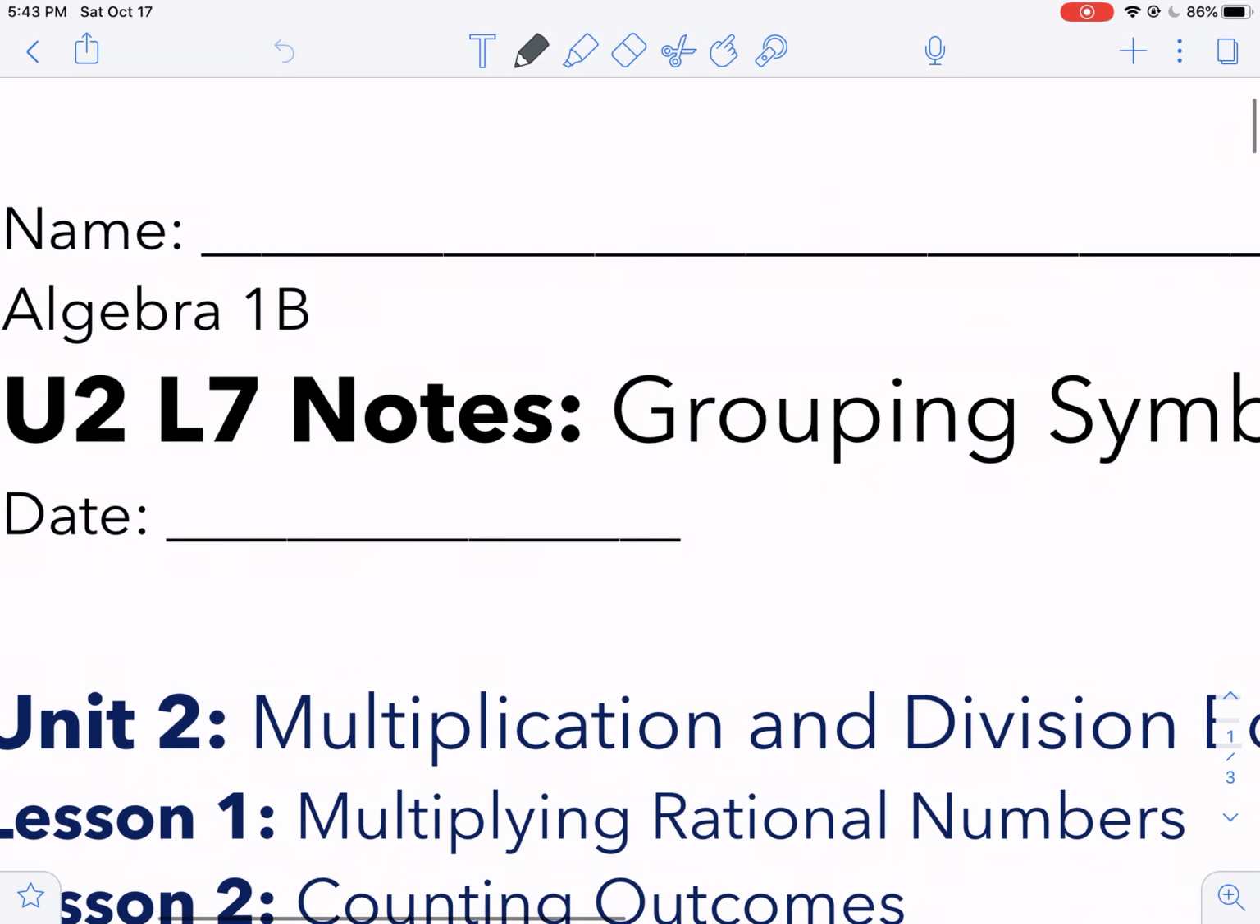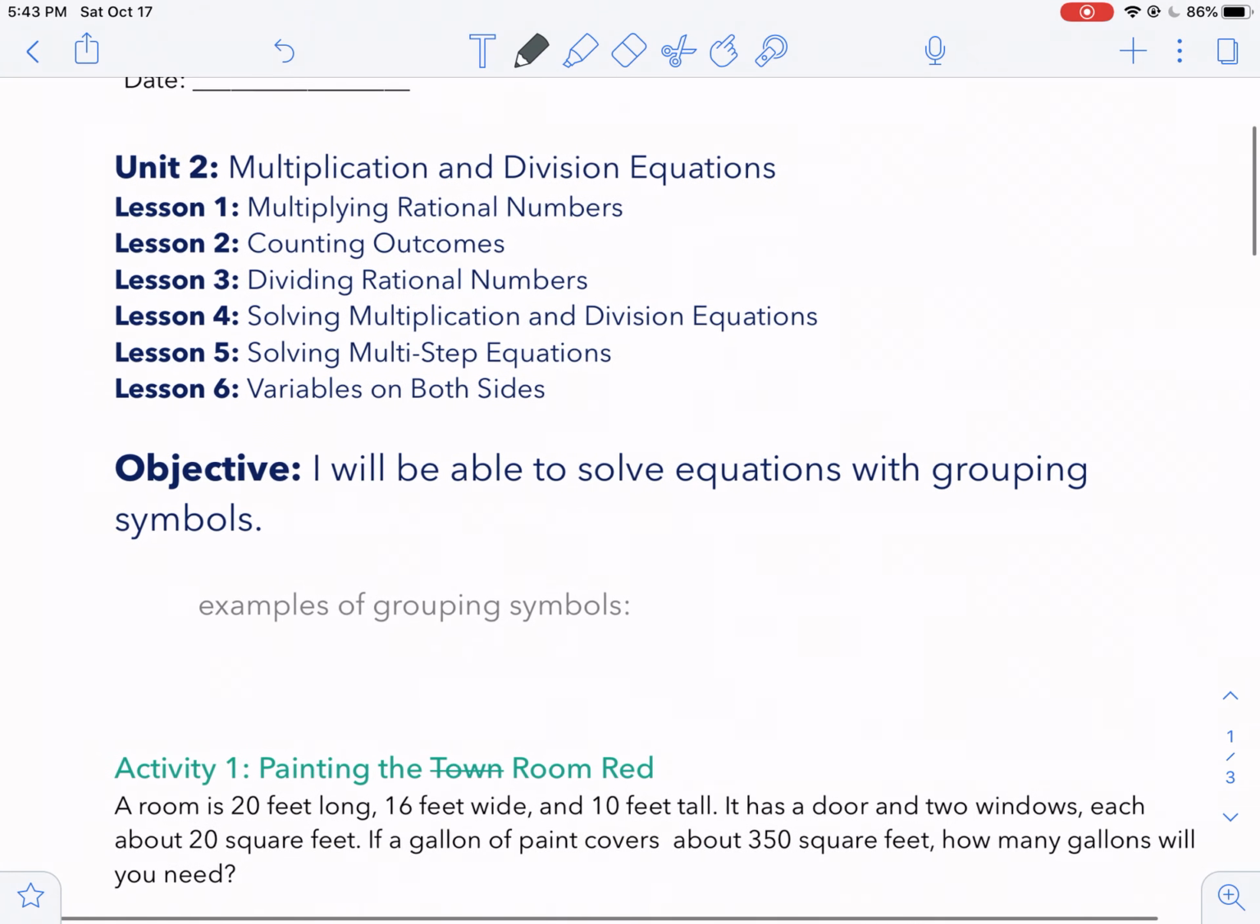Hi guys, and welcome to Unit 2, Lesson 7 Notes on grouping symbols. By the end of the day, you'll be able to solve equations with grouping symbols.